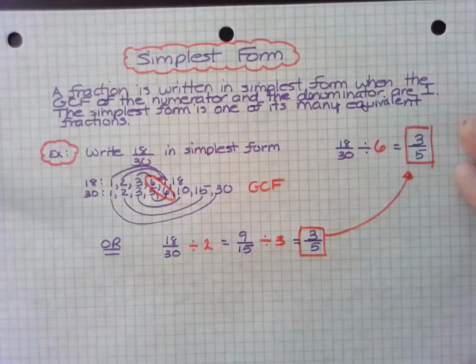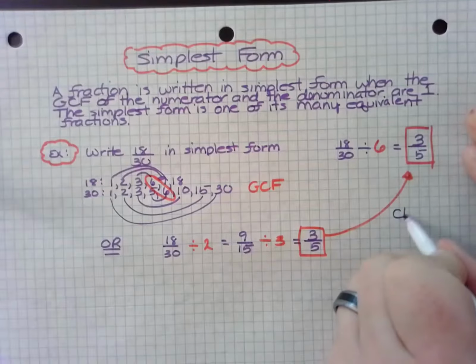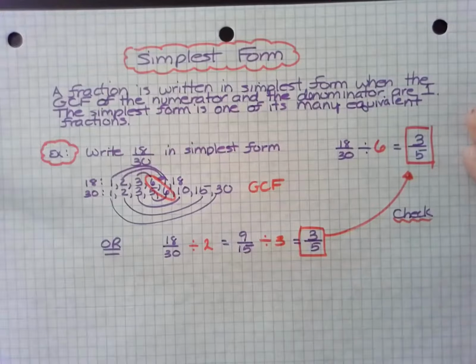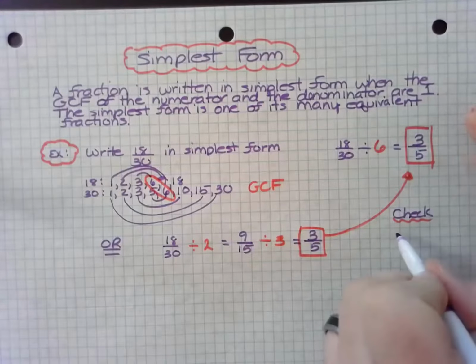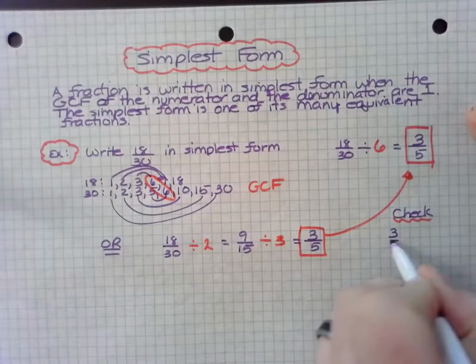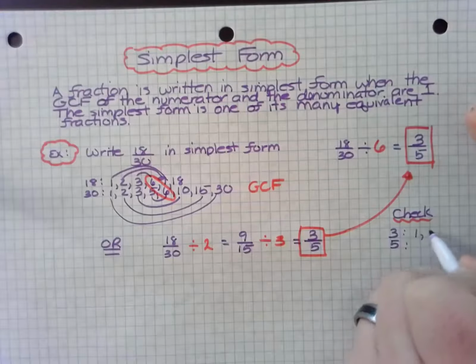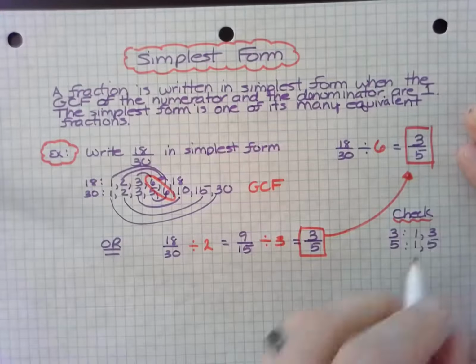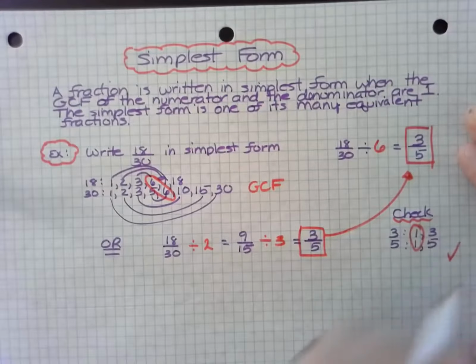I can check my work to see if the greatest common factor between those two numbers is in fact 1. So 3 and 5, the common factors are 1 and 3, and 5 has 1 and 5. And the greatest common factor in this case is 1, and so I know it's simplified.